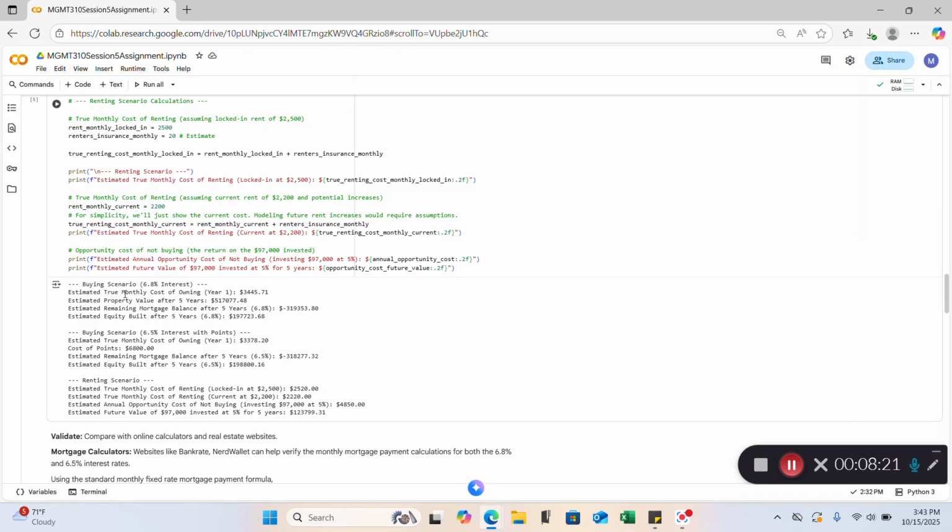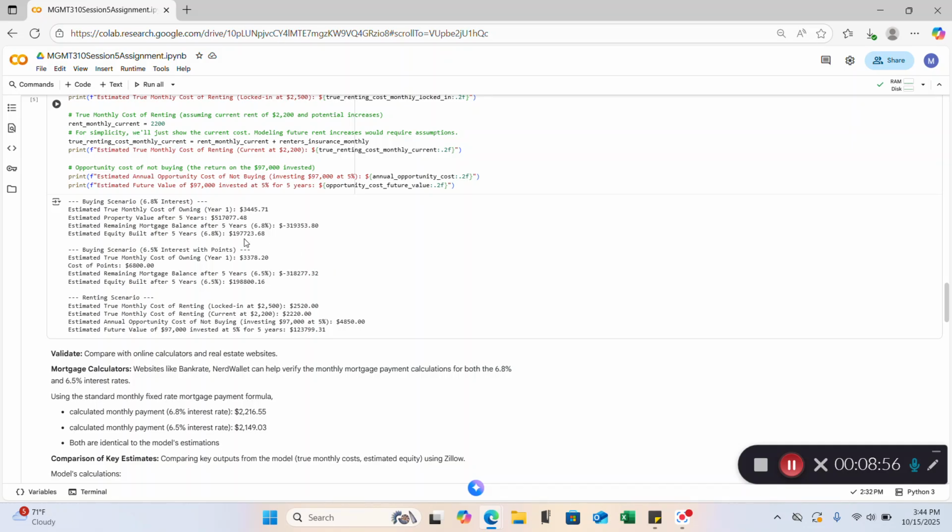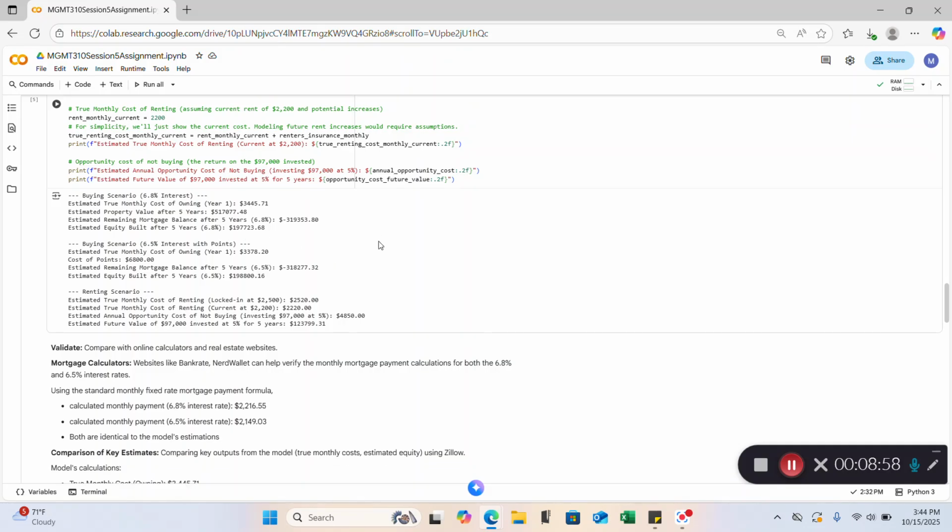So after all this has been said and done, in our buying scenario with that 6.8% interest rate, the estimated true cost of owning in year one would be $34,405.71. And the property value that's estimated after that 5-year period would be roughly $517,000. And our estimated remaining mortgage balance after 5 years at 6.8% is 319,000, give or take, rounding it. With our estimated equity built after 5 years being about $197,000.